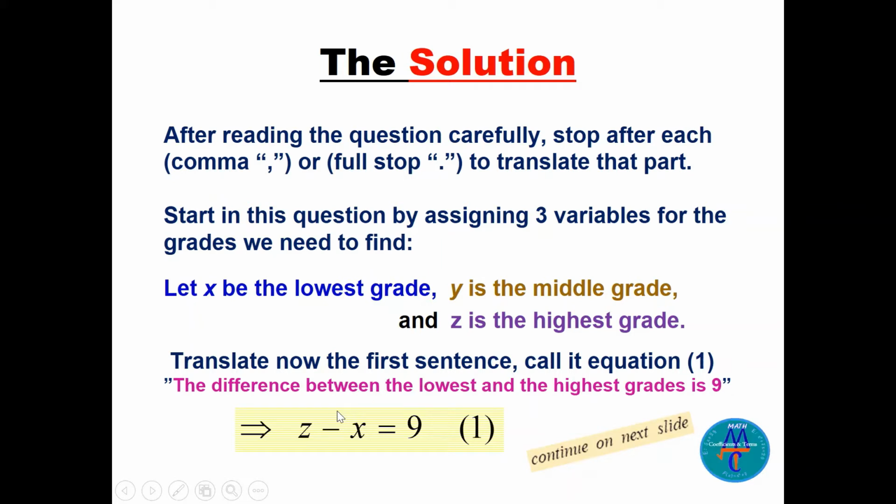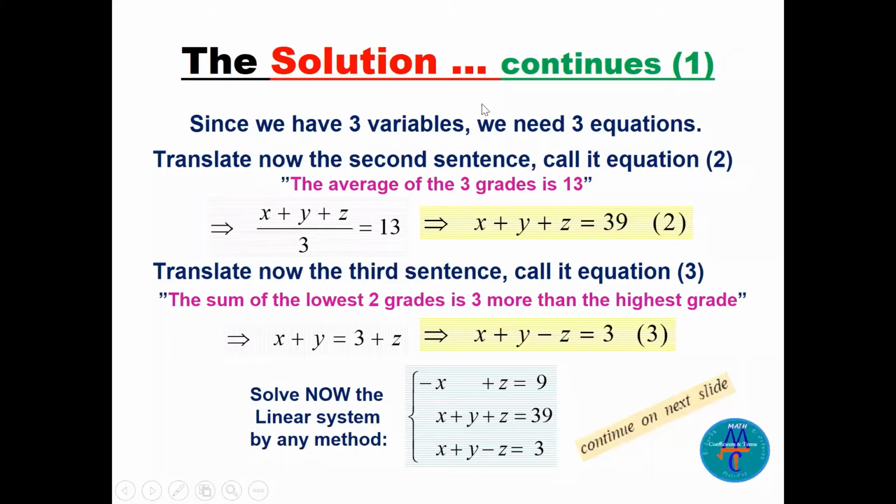So we say Z, this is the highest. Here we assume that Z is the highest. Z minus X is equal to 9. So let's call this equation 1. Now, since we have 3 variables, we have to find 3 equations. Let's translate now the second sentence and call it equation 2.